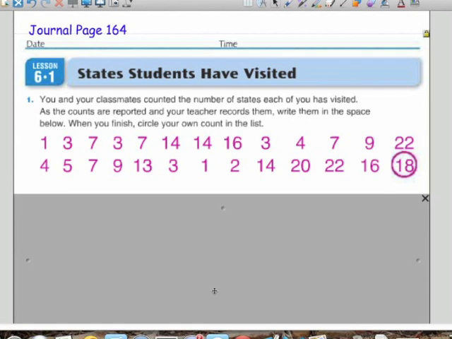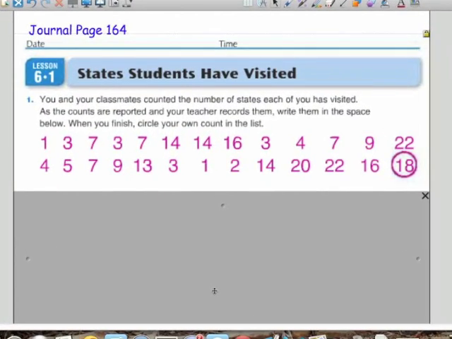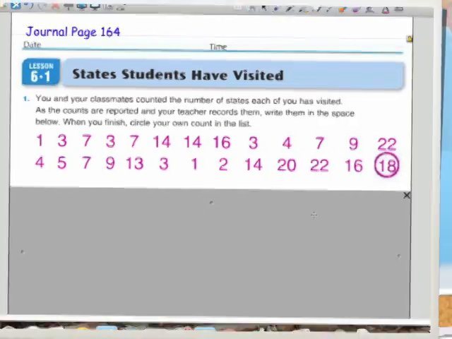Okay, so here's some data. Why don't you go ahead and record this down into your journal? Okay, as you can see, 18 is circled if that was your number. If your number wasn't in here, just go ahead and pretend it was in here so we can all use the same data. It'll be a little bit easier for our graphing activity.